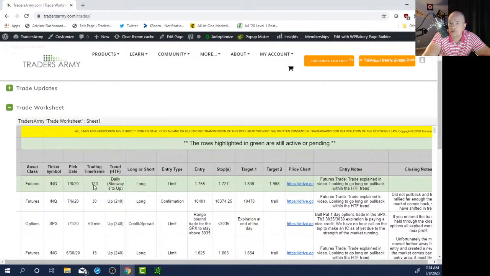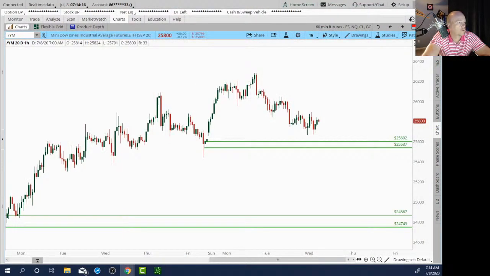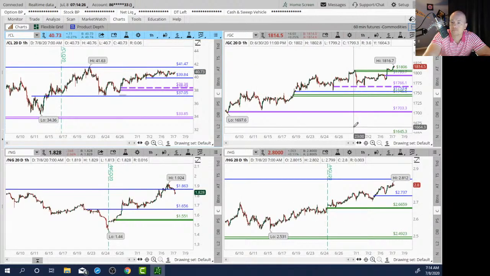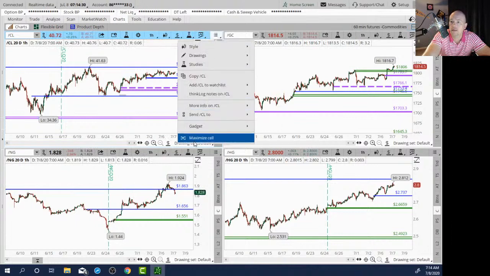It's a long on the 120, so I'll go take a look at that one here real quick when we look at our commodities. Oh, I see the trade that Justin put out there. Looking at commodities, let's start with crude oil.